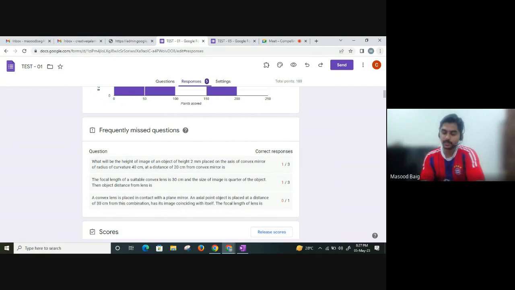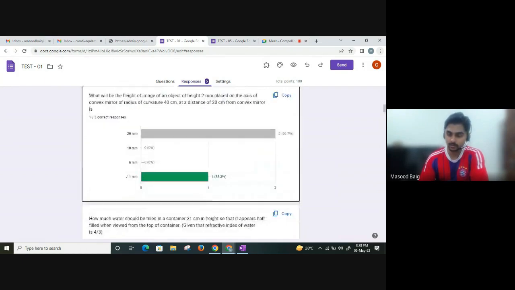So what will be the height of the image of an object 2 mm placed on the axis of a convex mirror of radius of curvature 40 centimeters at a distance 20 centimeters from the convex mirror, they are asking. So what is the radius of curvature? 40 centimeters, right? So if I just look at this question, if you are clicking, the question is coming.